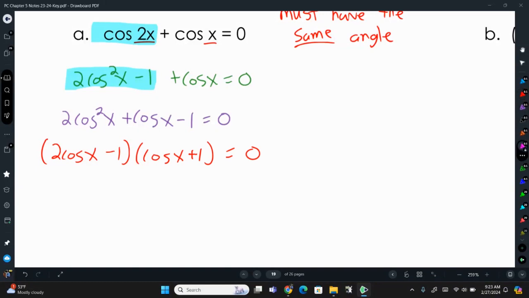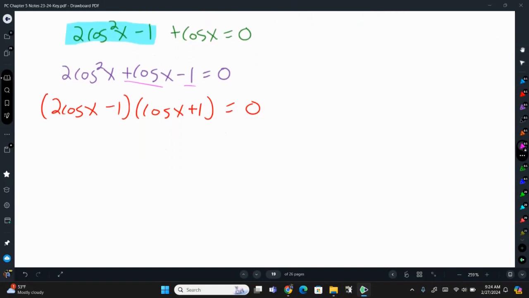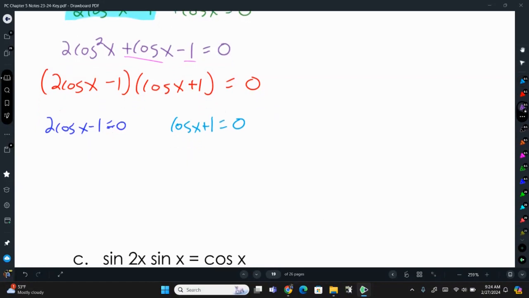And I did that kind of by guess and check, but more the process of elimination, because we have to get minus 1 at the end and a positive cosine right here. So the only way to do that would be with these two factors. Now we're going to set each factor equal to 0. So 2 cosine x minus 1 equals 0, and cosine x plus 1 equals 0. And we'll solve these separately.